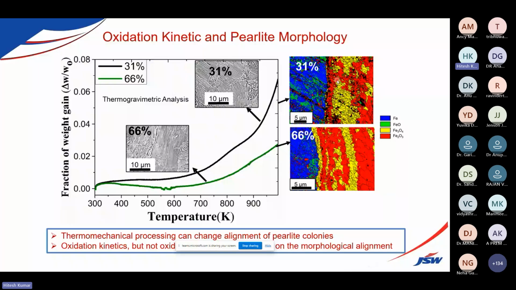So what do you observe? The overall distribution of FeO, Fe3O4 and Fe2O3 is more or less the same, but when we have 31% aligned, there is a small porous structure. That means the oxide scale forming on your surface is not completely intact. So why is it, that question arises.